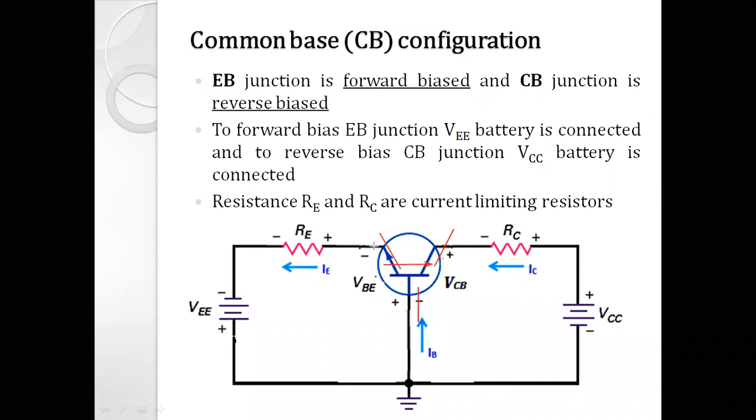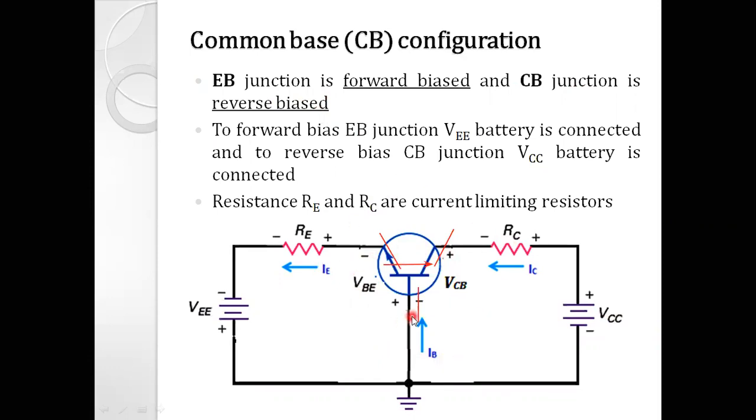Right, so the emitter terminal is connected to the battery VEE, DC supply VEE, through RE, that is the emitter resistor. It is the current limiting resistor for the emitter terminal, and the collector terminal of the transistor is connected to VCC through RC, that is the current limiting resistor, collector resistor RC. Right, so the emitter base junction is forward biased, and CB, that is the collector base junction, is reverse biased. So here the active region biasing is shown.